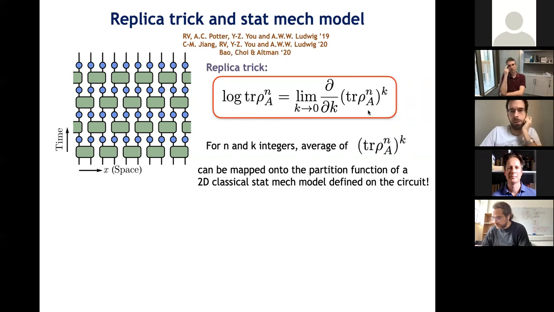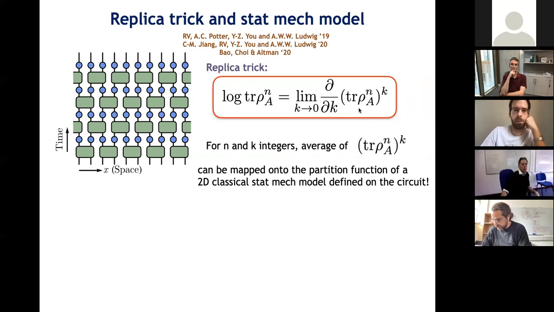Of course, this has the usual caveats of the replica trick. We claim that it's not so hard to average over measurement outcomes and over random gates quantities like this one, but then we want to analytically continue to K being real instead of integer, to take this limit.